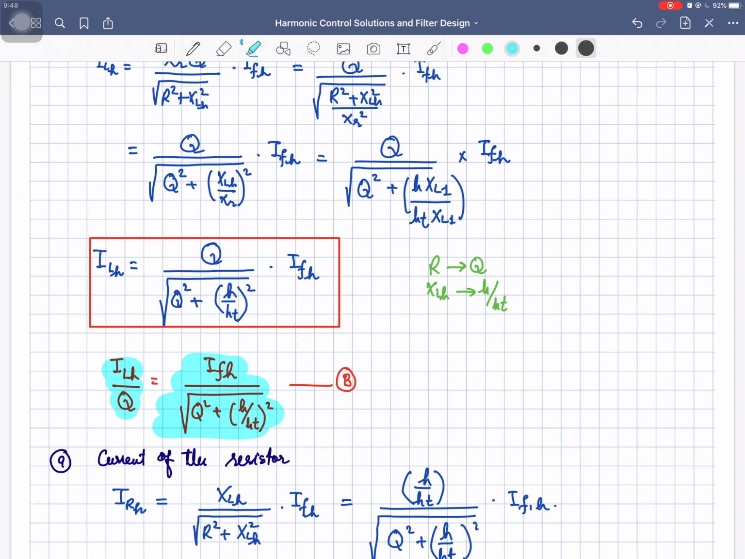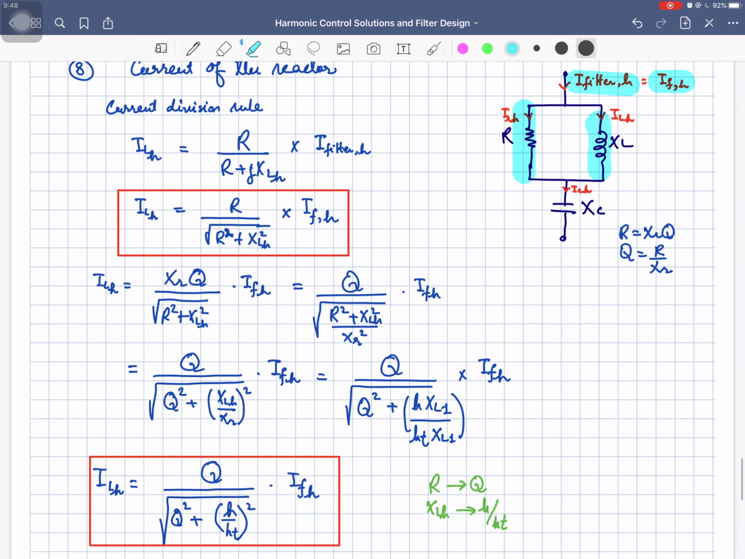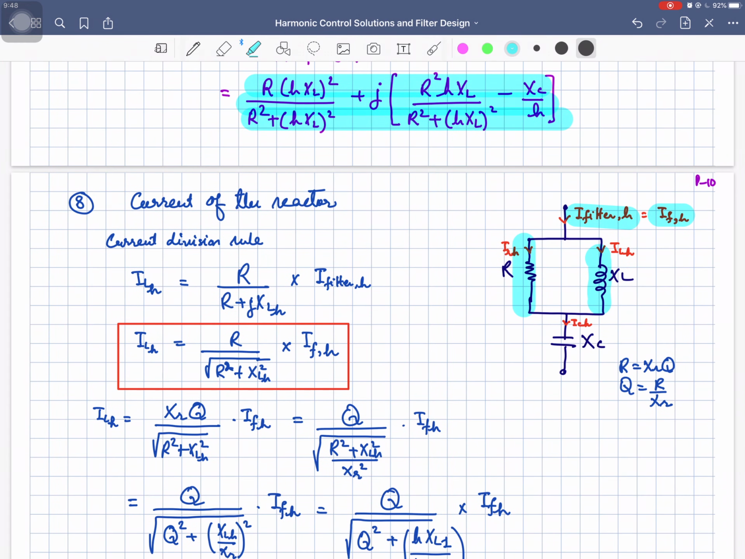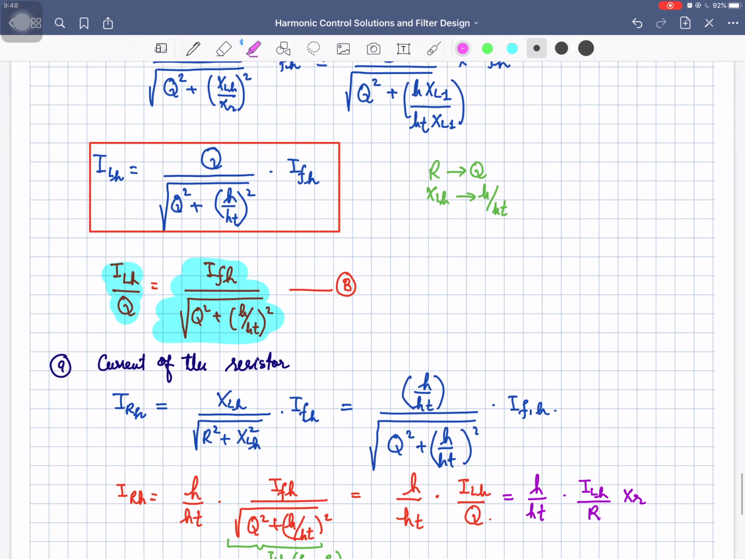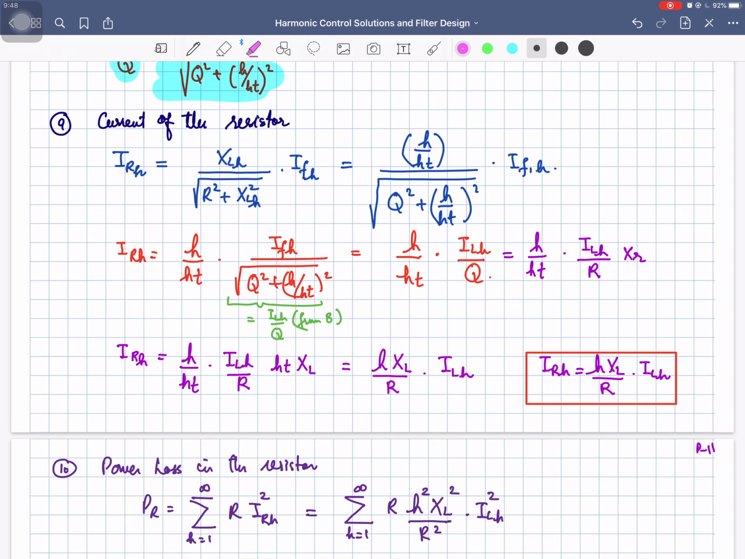Now let's calculate the current of the resistor. We have calculated the current through the inductor part. Now we are going to look at the current through the resistance, this current. So again, by using the current division rule and simplifying, we will get IRH for a particular harmonic, that will be equal to XLH divided by this part into IFH, where IFH is the total current.